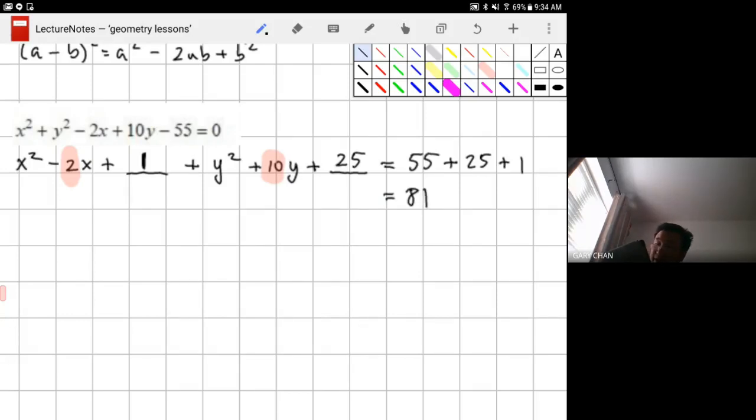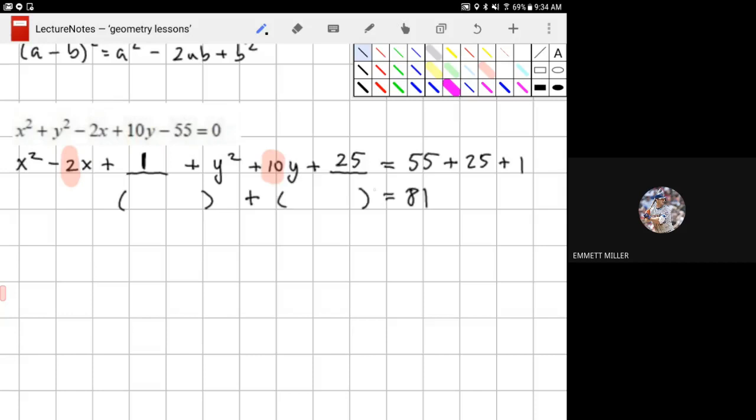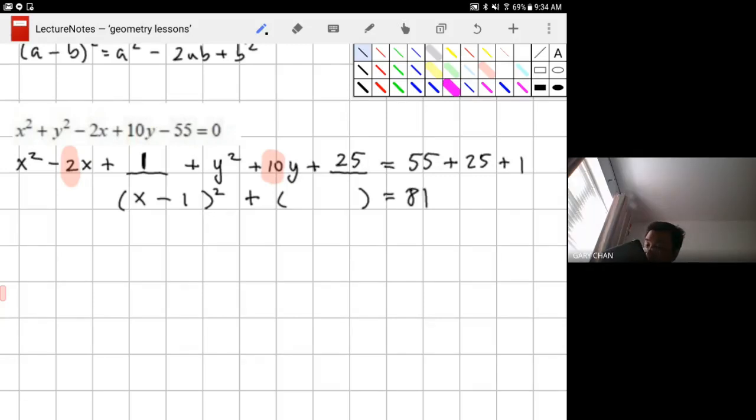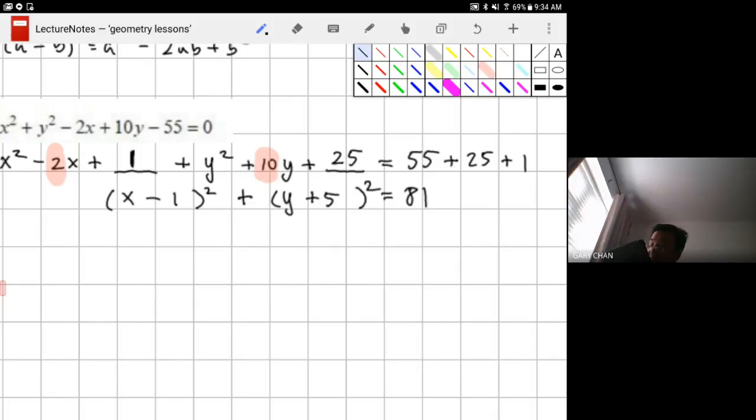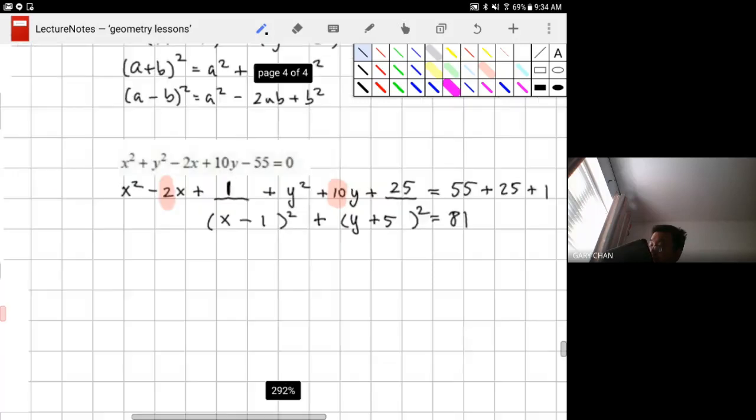Okay, and then on the right-hand side, x squared minus 2x plus 1, what will that turn into? That turned into x minus 1 quantity squared. Yep. And what about the y squared plus 10y plus 25? What will that turn into? Y plus 5 quantity squared. That's it. That's the answer there.